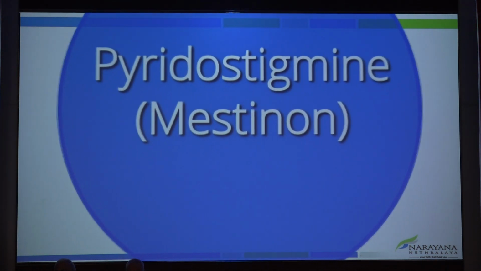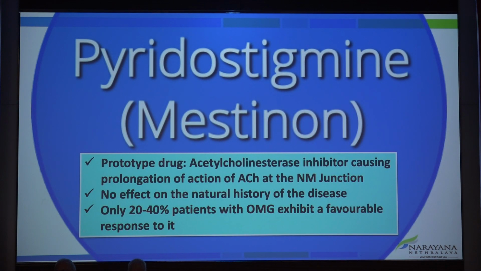First is pyridostigmine or Mestinon. It's a prototype drug which inhibits cholinesterase, causing prolongation of the action of acetylcholine at the neuromuscular junction. No effect on the natural history of the disease, and only 20 to 40% of ocular cases exhibit a good favorable response.